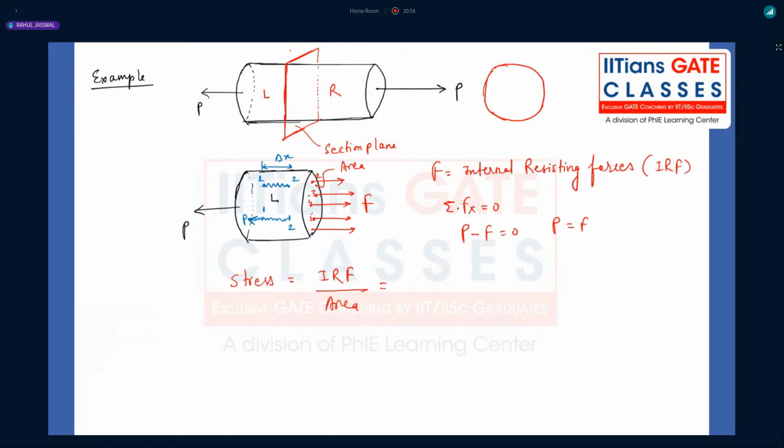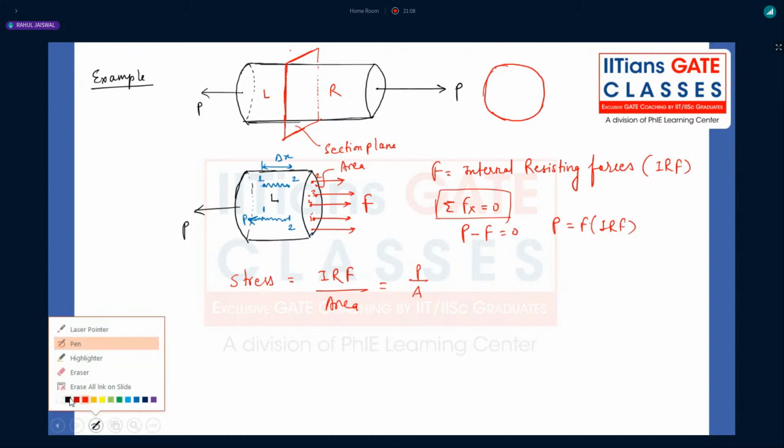And we know that from the static equilibrium point of view, P is equal to F. So the internal resistant force will automatically be equal to P only, right? So if somebody asks you whether external forces can generate stress in a body, the answer will be no. Definitely stress will be there because of internal resistant forces only, right? If internal resistant forces are 0, stress will be 0 even though you apply the external load. Getting my point? Tell me, guys.